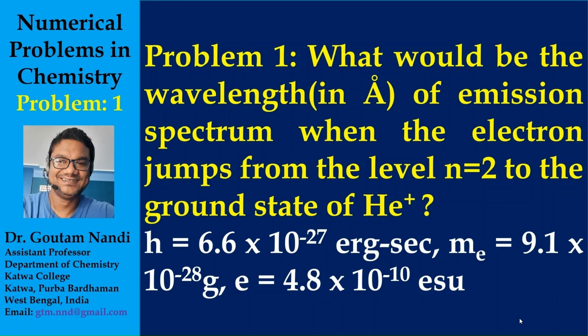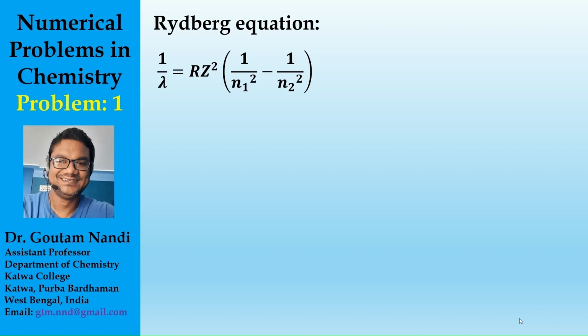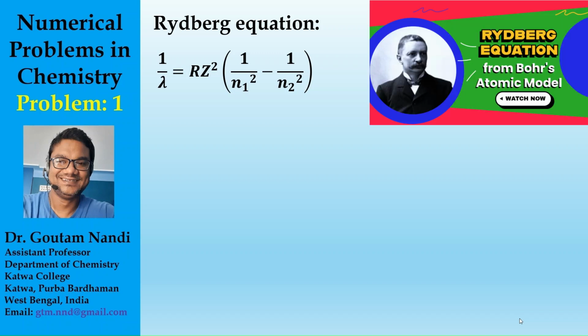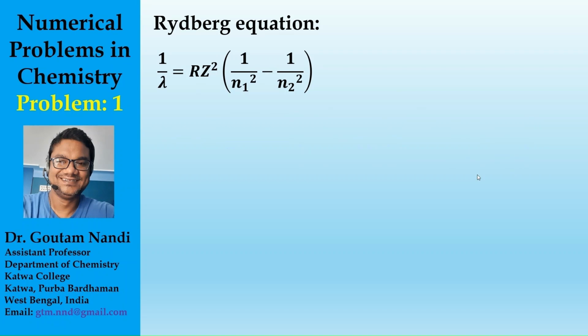Okay. In this type of problem, we can directly use the Rydberg equation. The Rydberg equation is 1 by lambda equal to Rz square into 1 by n1 square minus 1 by n2 square. I have derived this expression in my last video. If you are interested, you can go through that video as well. Anyway, let's solve the problem.